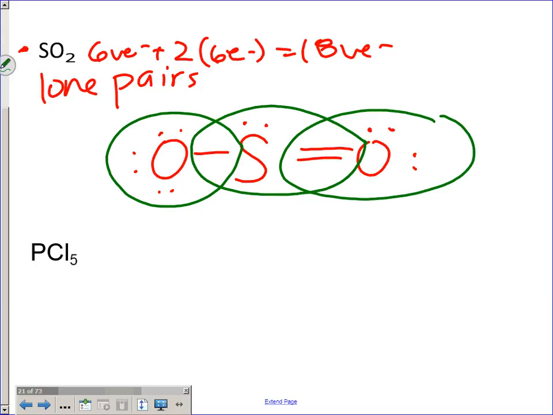Everybody has octet. Yes? I'm very confused as to how to do that. Okay, I'm going to do some more examples. So I'm going to hold off for more questions at this point in time.